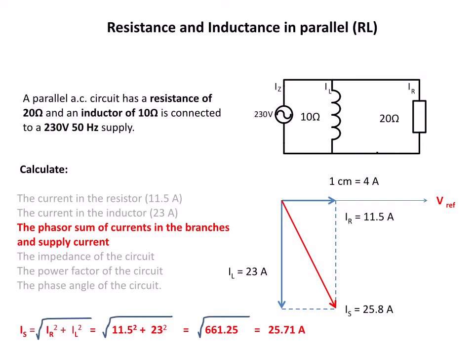We can calculate that to verify the graphical representation. Our resistive current squared plus our inductive current squared, all square rooted, will give us 25.71 amps, which is very similar to our graphical representation.